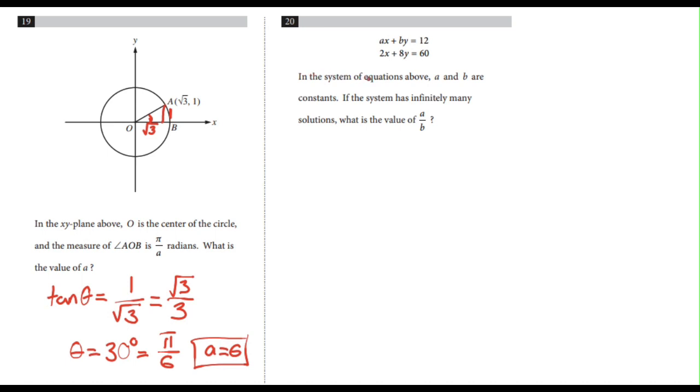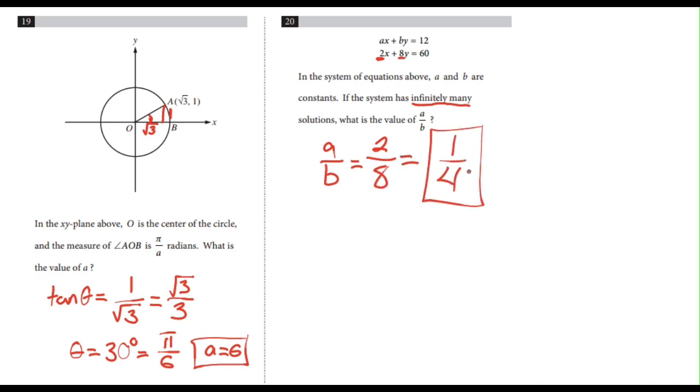Number 20. In the system of equations above, a and b are constants. If the system has infinitely many solutions, what is the value of a over b? Since this system has infinitely many solutions, that means the ratios are going to be exactly the same, because all we have to do to one of them is multiply the entire thing by a specific constant to get to the other one. So in order to find out what a over b is, all we need to do is get the a in the other equation and divide it by the b in the other equation. We can simplify this to 1 over 4, which is going to be our answer.